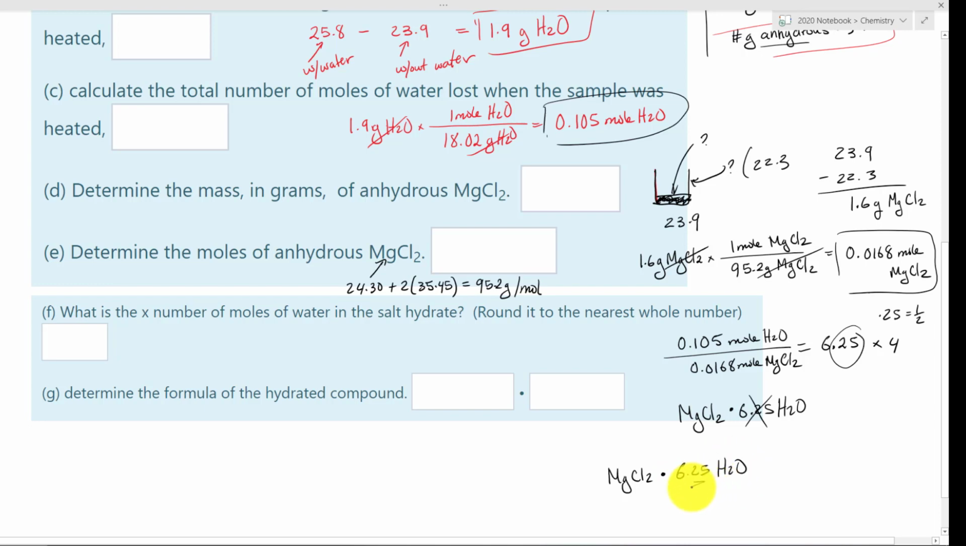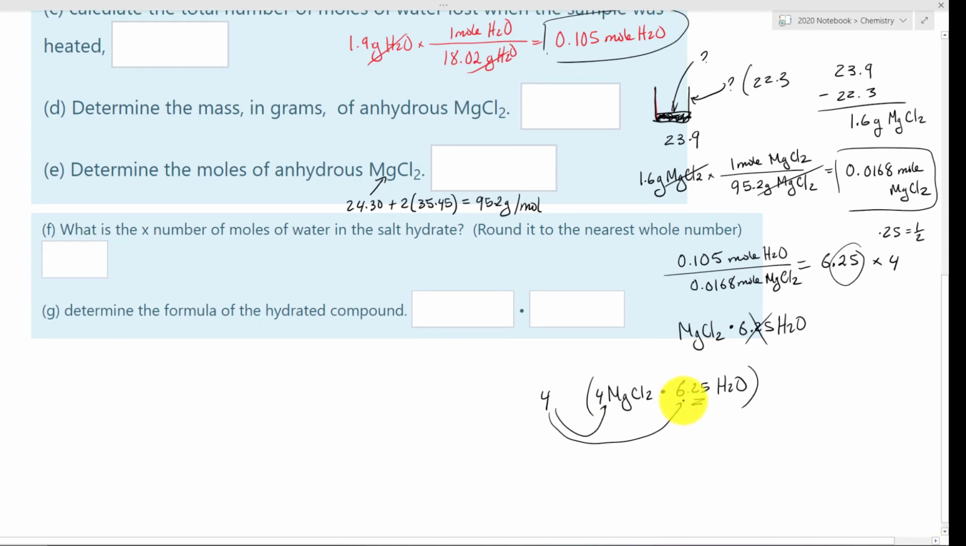How do you get rid of this part? Well, you have to multiply the whole entire thing by 4. So this is 4. And what is 6.25 times 4? That turned out to be 25, because 6 times 4 is 24 plus another one is 25. So our final answer is MgCl2 dot 25 H2O. And this is probably one of the hardest questions you will see because of that decimal right there.